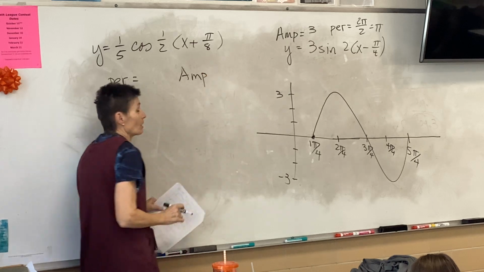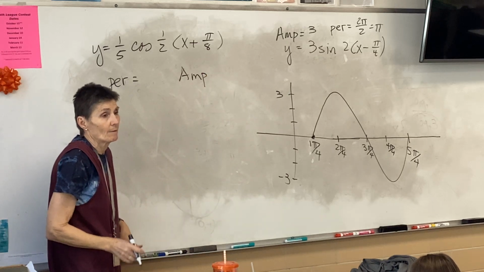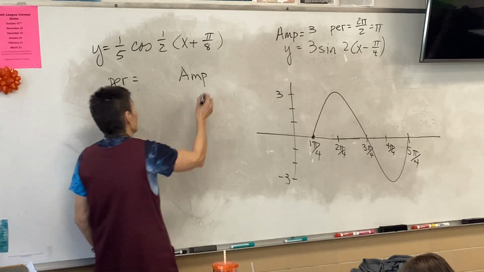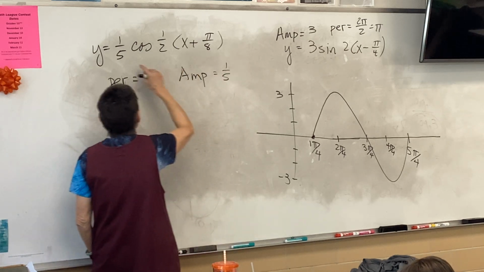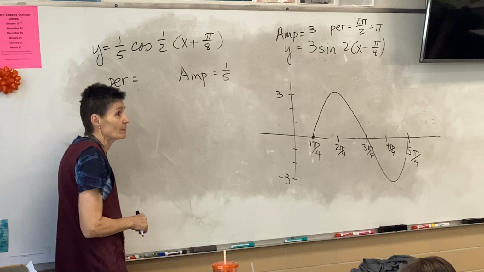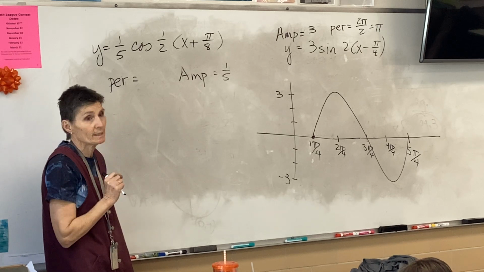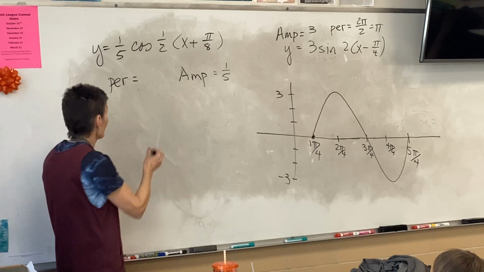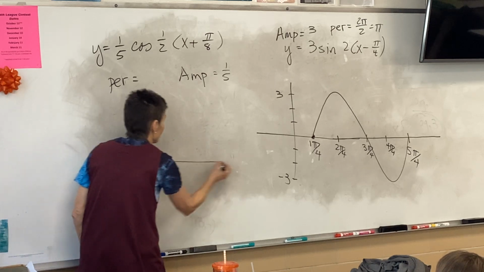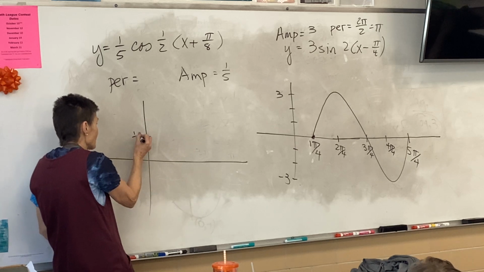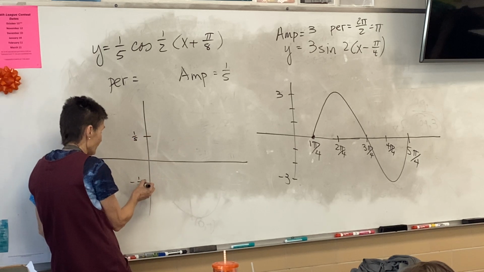Let's start by finding our period and amplitude. Amplitude's 1/5. This number right here, guys, multiplies the amplitude. Since the standard amplitude is 1, 1/5 times 1 is 1/5. So when I draw my picture, technically it's gonna be really, really small. I'm gonna make it a little bigger, but this is 1/5 and negative 1/5, okay?